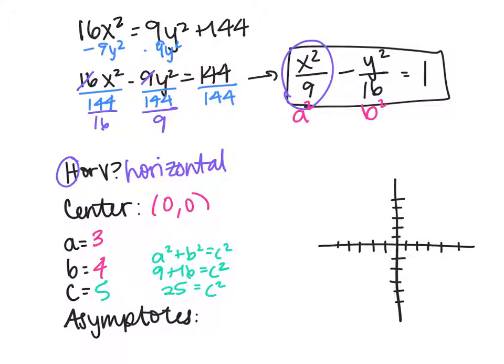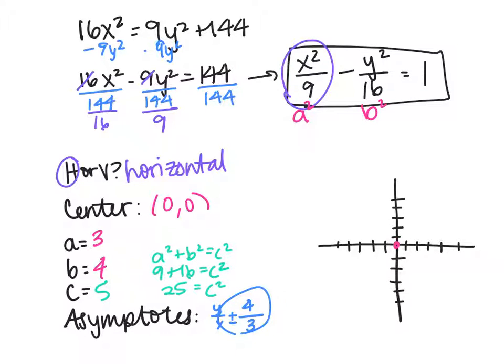Last piece that we need to be able to graph are the asymptotes. Remember, it's y over x. So take the square root of the number under y. It's 4, plus or minus, because we have two asymptotes. Square root of the number under x is 3. So our asymptotes from the center are going to be plus or minus 4 over 3. Now we're ready to graph everything.